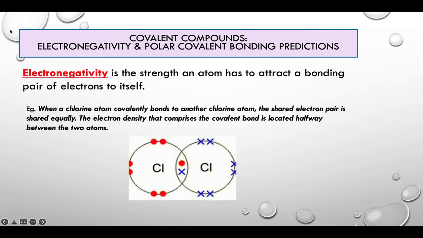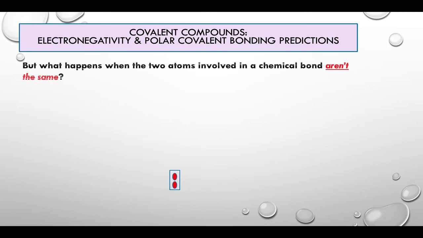So here's chlorine. There's the bonded pair right here. That bonded pair is equal distance to the red chlorine as it is the blue. So nobody has an advantage. But what happens when the 2 atoms aren't the same type?